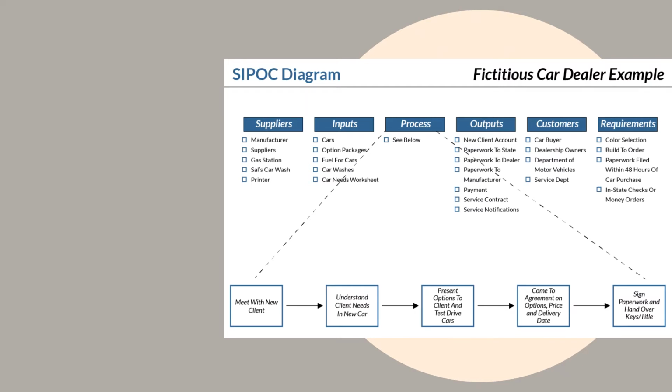So this is an example of a SIPOC diagram, which involves the entire design on how a system works and how these stakeholders, from the suppliers up to the customers, interplay in the entire system. Okay.